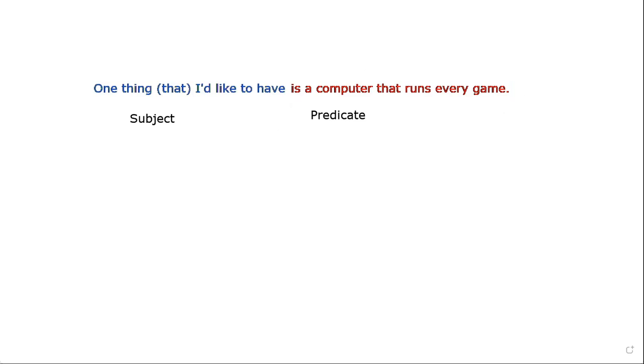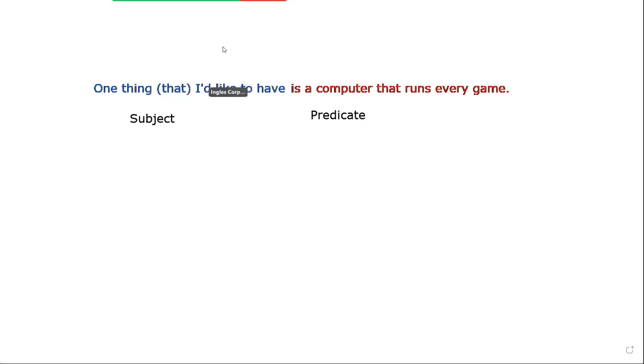All right, let me ask Julissa, what do you think? Why is that a relative clause? Sorry, I can't hear you. So why do you think that the part that says one thing I'd like to have is a relative clause? It's a relative clause because we have an invisible pronoun. Very good, right? Which is that. Good job, right? That I'd like to have, okay?